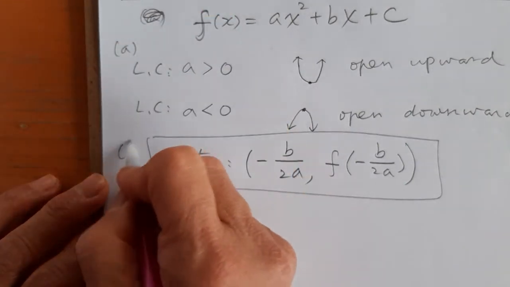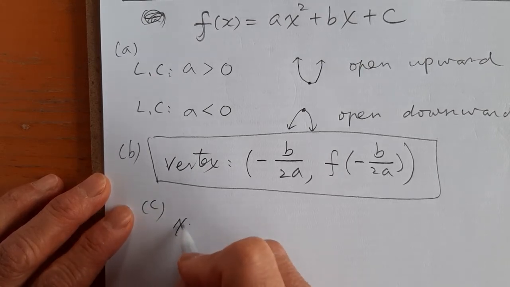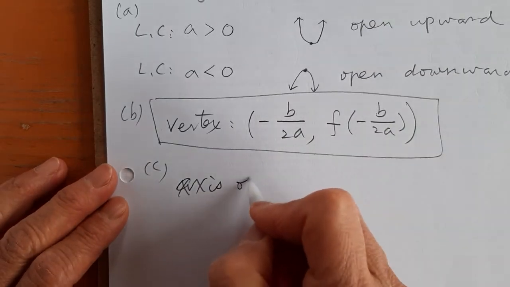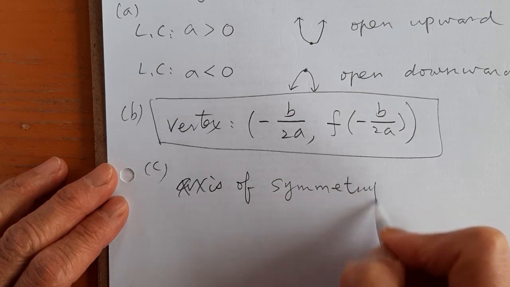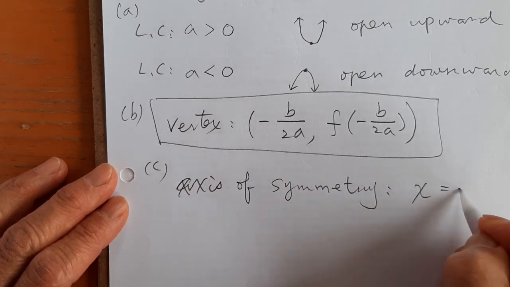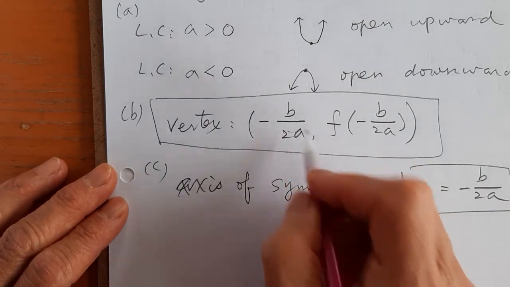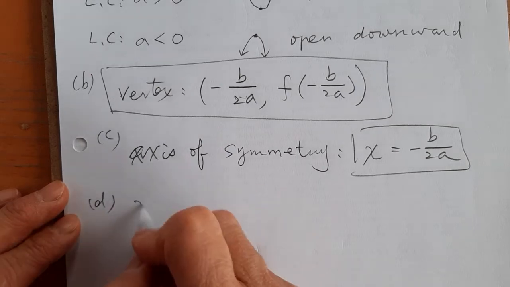This is B, vertex. C is axis of symmetry. Axis of symmetry is x equals negative b over 2a, the same as this one, negative b over 2a. That is the axis of symmetry.